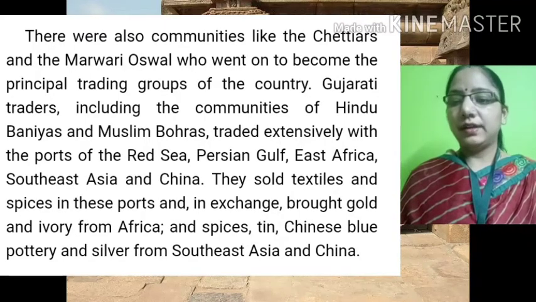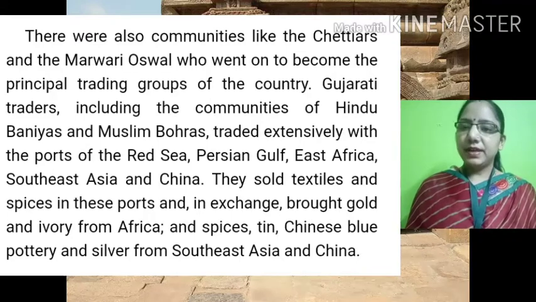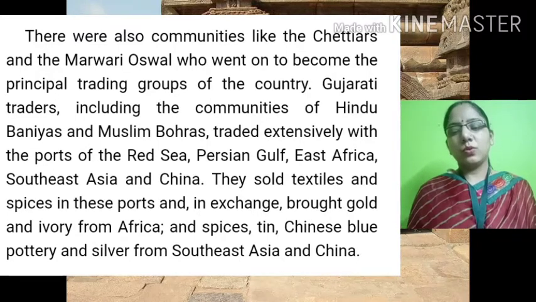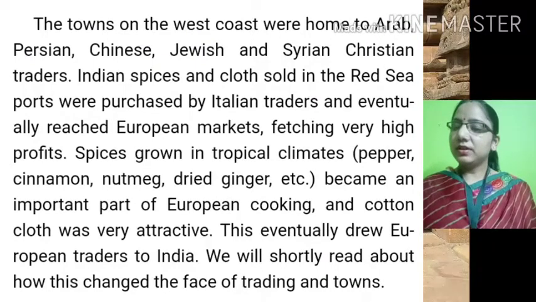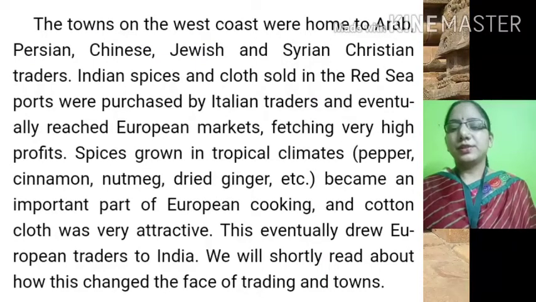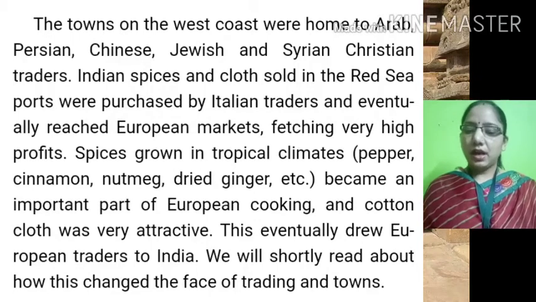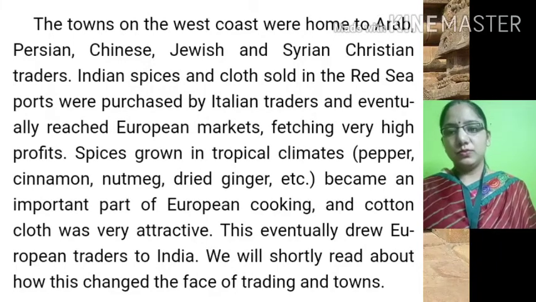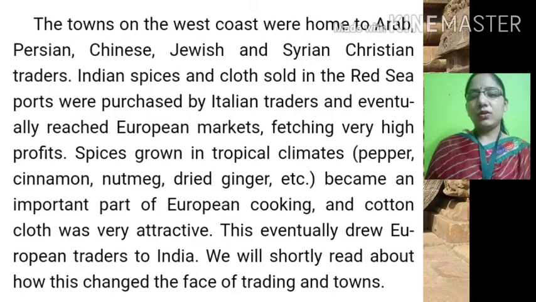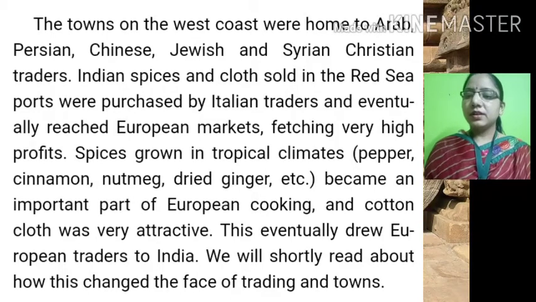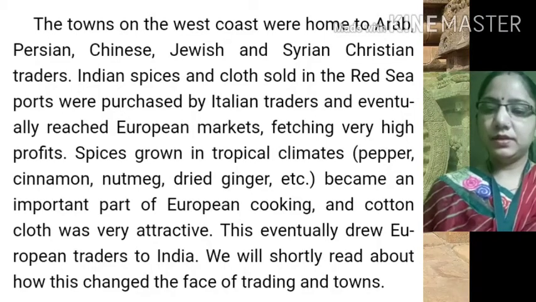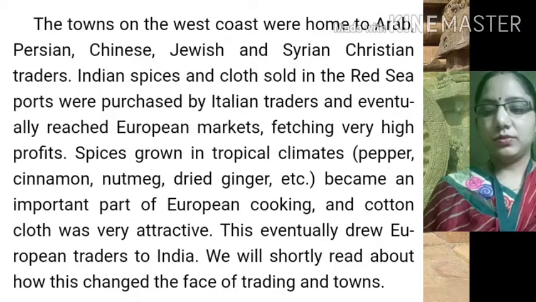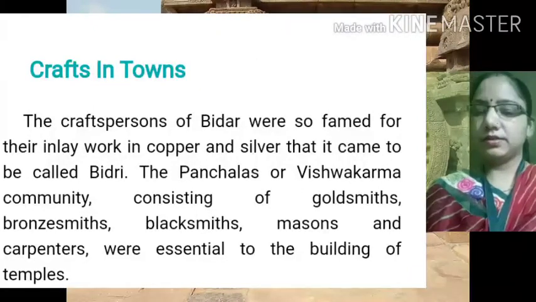Spices and textiles were the main things. They bought gold and ivory from Africa, including tin, spices, pottery, and silver. These were all the main things for trade. Craftspersons of the medieval period were also included among the traders.